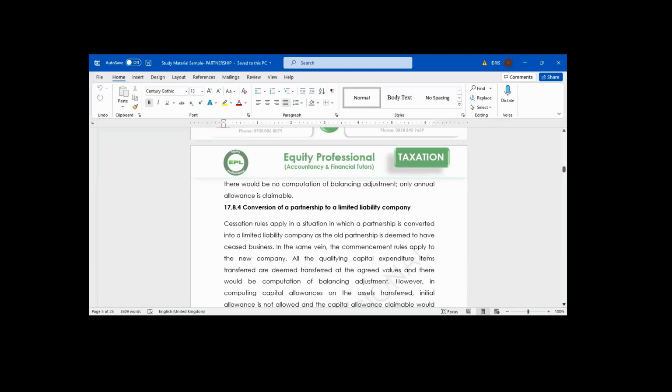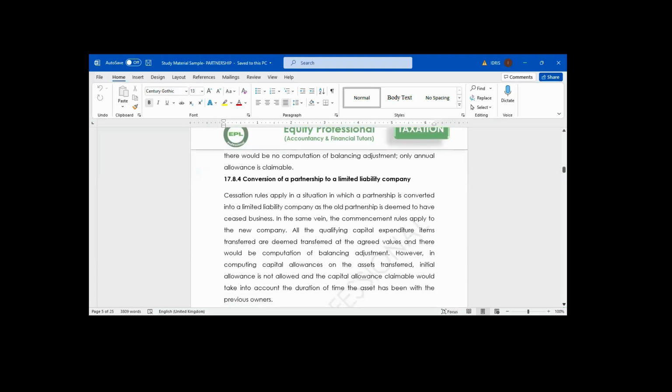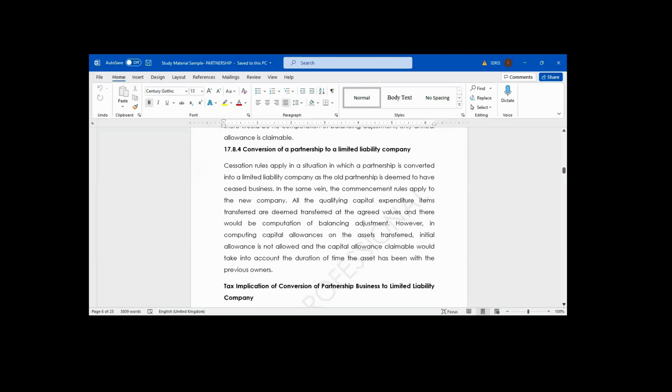Number one, ABC and Co. is a partnership business. They want to convert to a limited liability company. If they convert to a limited liability company, their name will now be ABC Limited. That means they are now a company. What is the tax implication of that conversion?